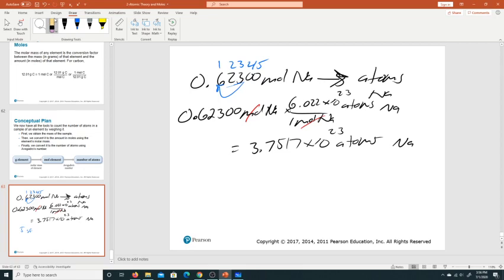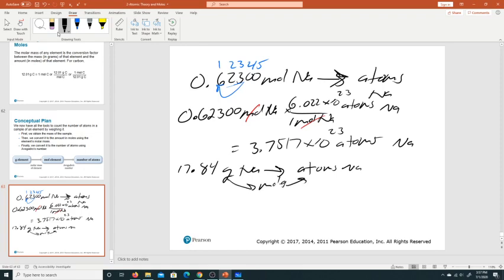Now, what if you want to somehow include grams with all this? What if we're given 17.84 grams of Na? I want to convert this into atoms of Na. So this is a combination of the problem we just did and the earlier question. There is no direct conversion from grams to atoms. You have to go to moles first. So we're going to go to moles to atoms.